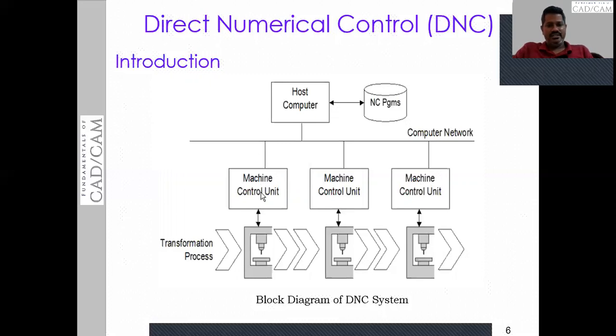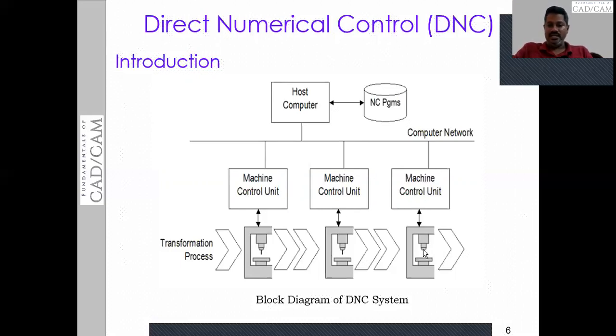So according to this, this machine control unit is having all the drives and all the mechanisms to control the machine. Initially, this machine control unit is going to receive the program. In turn, this machine control unit is going to convert the program into the machine readable form. So that means this NC machine is going to act according to the instructions of the machine control unit. In turn, you can call it as MCU.